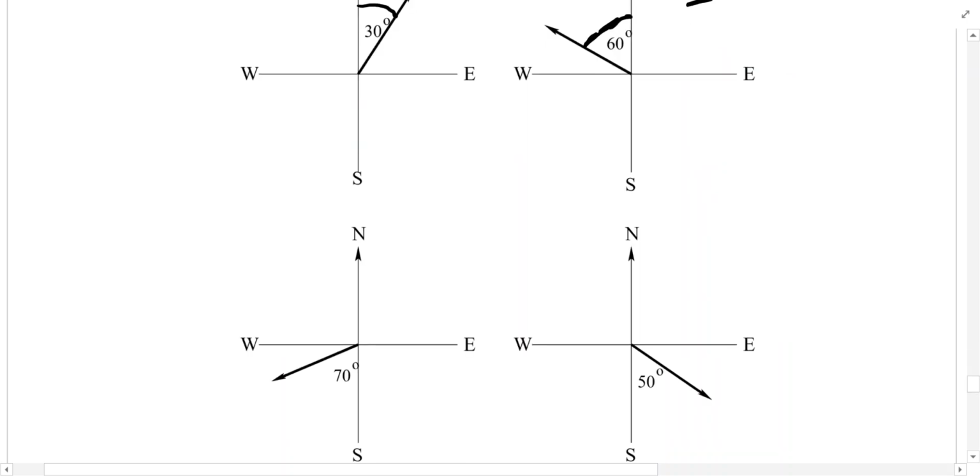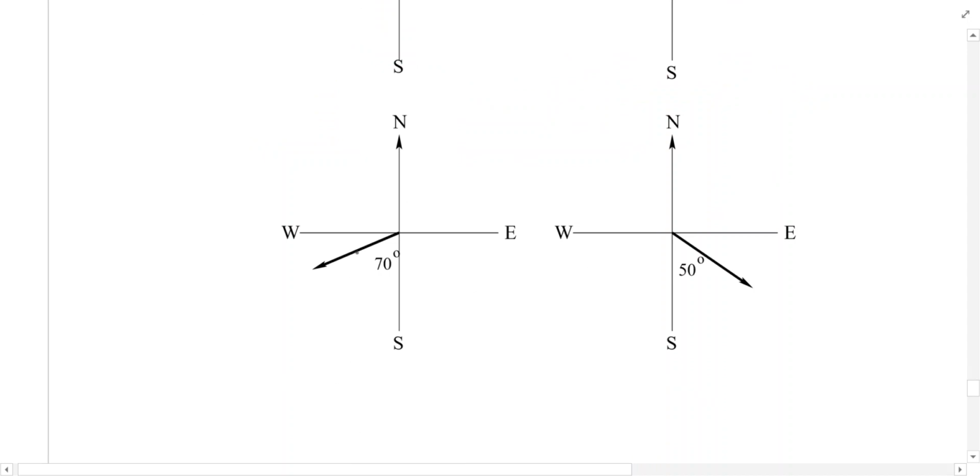Now if you have a south bearing, this one is the angle that it makes with the south axis. So this angle would be south 70 degrees west. And this angle here will be south 50 degrees east. Okay?